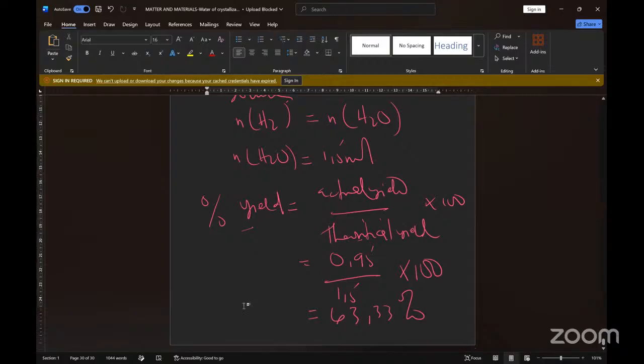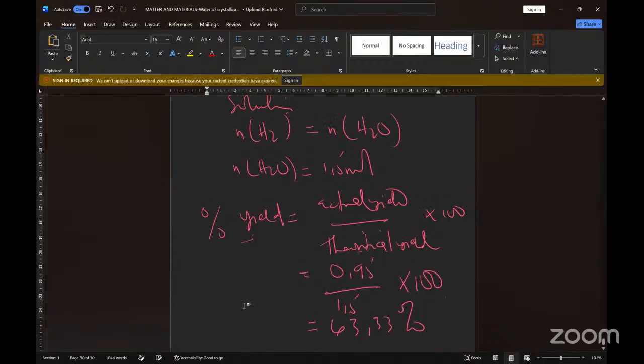So if they give you a percentage yield and then a theoretical yield and say calculate the actual yield, all you have to do is to put your percentage yield here and then your actual yield here times 100, and then you solve for x. It is mathematics now. It's no longer physical science. Okay. So this brings us to the end of today's lesson.